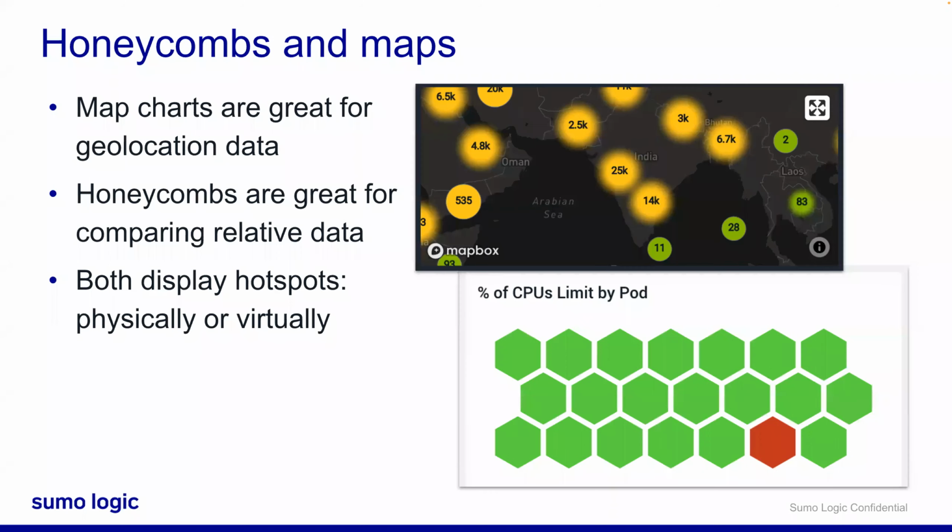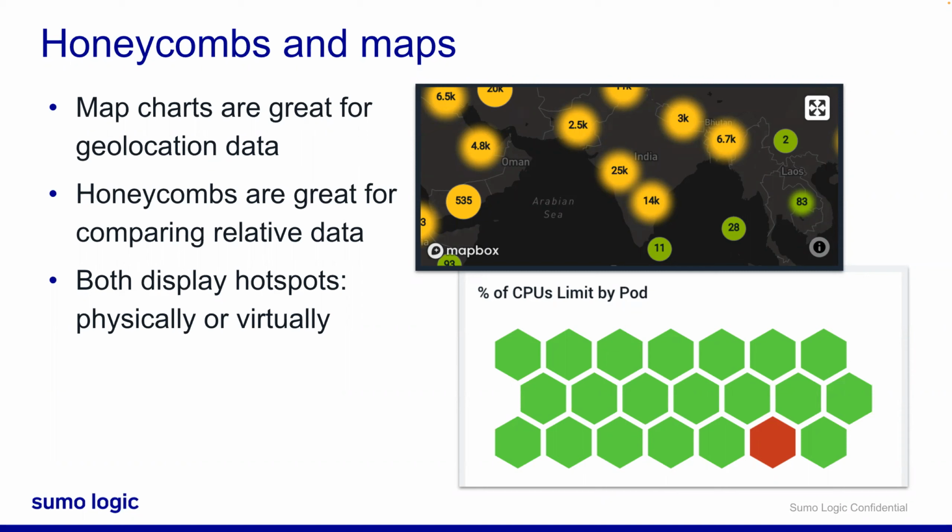You can also, if you have data that needs to be compared to a relative average, that's where these honeycomb charts on the bottom right that you're showing here are going to be helpful. What it's showing is a relative average, and then those abnormalities or outliers. So here we see everything seems to be good with those CPU limits by pod, but there's one that's different. And that's the one we probably want to investigate.